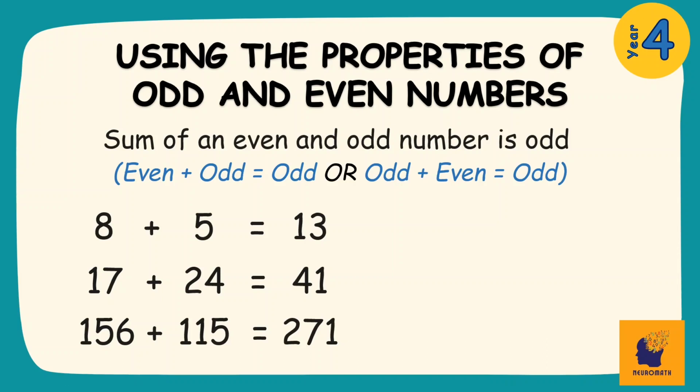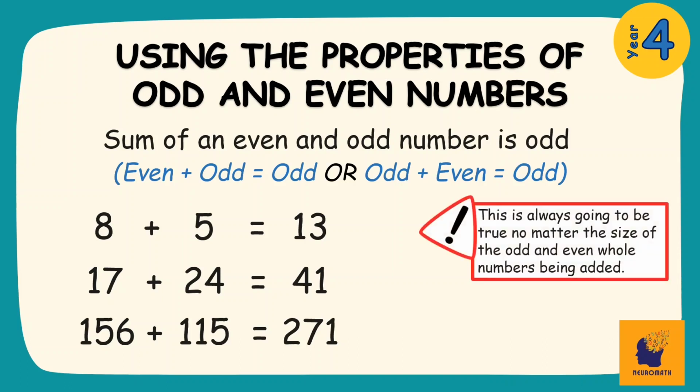This condition, like the rest, is always going to be true no matter the size of the odd and even whole numbers being added. So I could have a 5-digit odd number being added with a 3-digit even number. I will still get an odd number as my final answer.